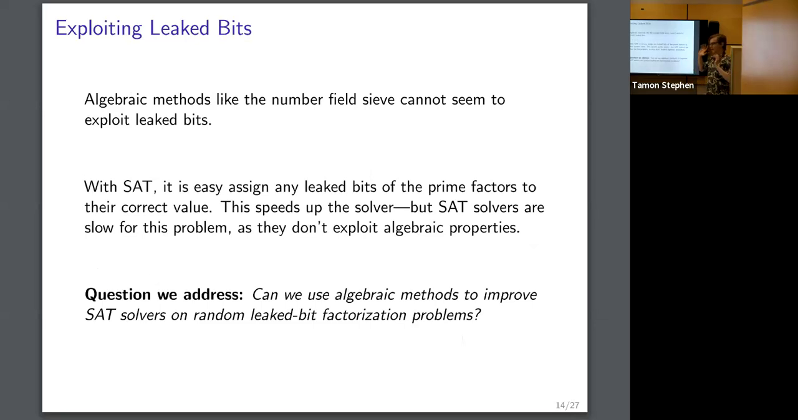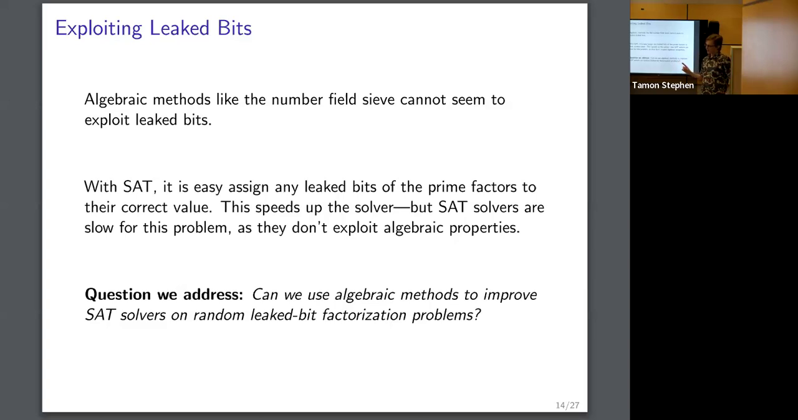Okay, so the first thing you would try is the number field sieve, right? The fastest integer factorization algorithm. Well, this actually seems to be a non-starter. At least as far as anyone knows, the number field sieve can't be sped up by this extra information. It works on a different type of structure. It doesn't work on the bits of the primes. Okay, so it seems like that can't be improved on.